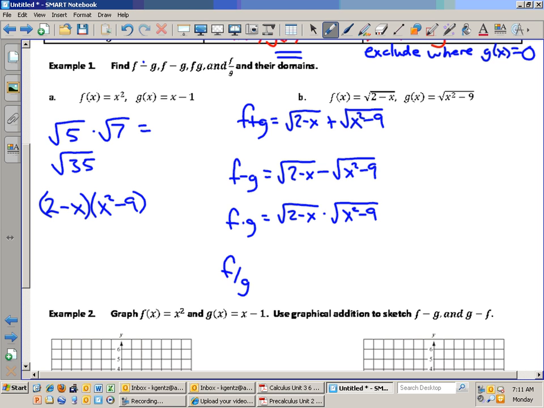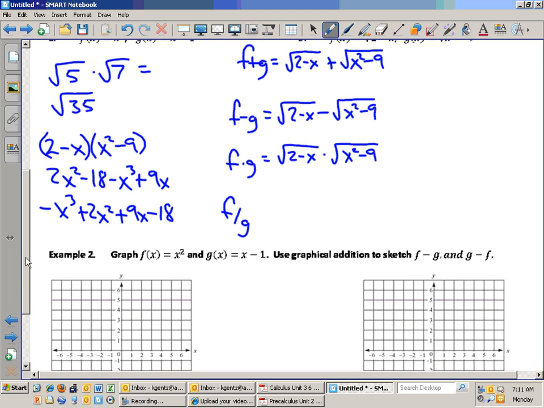And you get 2x squared minus 18 minus x to the third plus 9x, or negative x to the third plus 2x squared plus 9x minus 18. So if you multiply this out, we get the square root of negative x to the third plus 2x squared plus 9x minus 18.